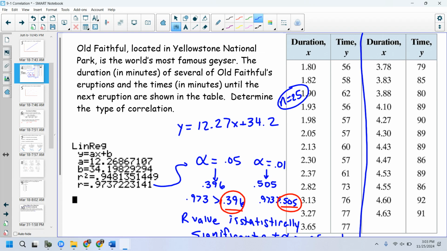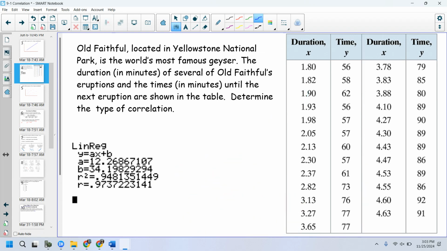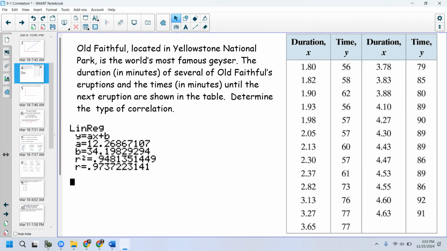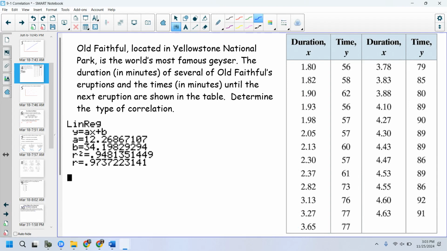Let me get all this junk out of here. I need this R value still. And let's say that there is a positive linear relationship. A positive linear relationship. And that's our claim.